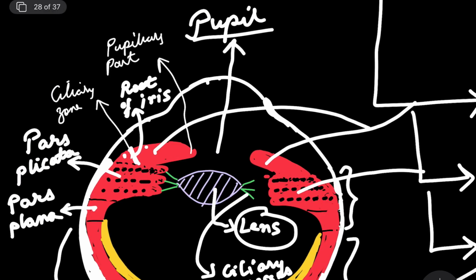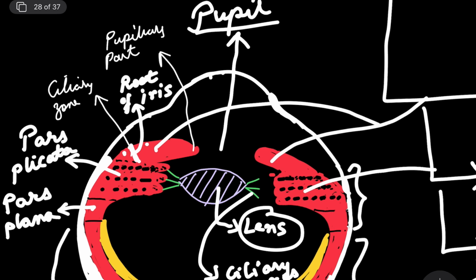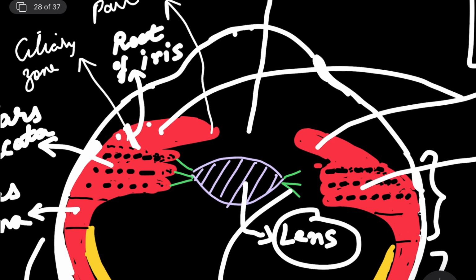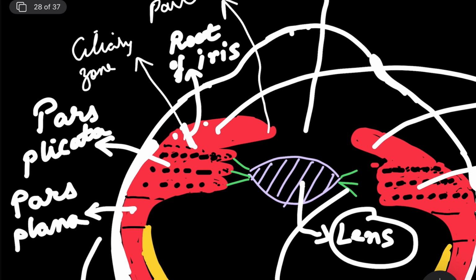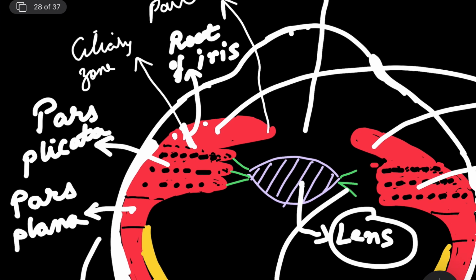Pars plicata is named so because of the simple fact that this part of the ciliary body is thrown into plications. Plications means folds. You can see, right, that there are folds here. However, pars plana being a plain structure, no folds present, it is pars plana, plain. Okay, as simple as that. So that is pars plicata and that is pars plana.